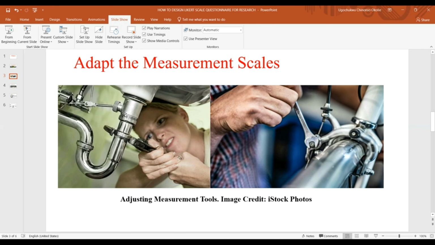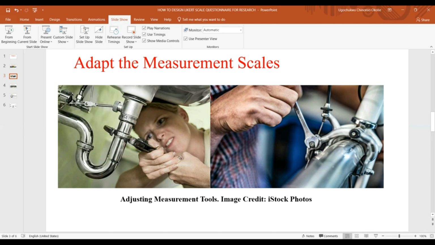When you make extensive modifications to someone else's measurement scales, not just to change a few words, maybe one or two words, if it's extensive, then you have to subject that measurement scale to exploratory factor analysis. Now, why is it important for us to adopt or adapt already validated measurement scales?